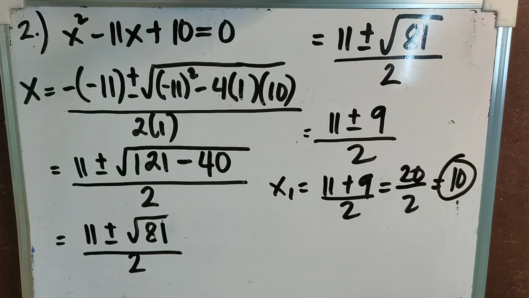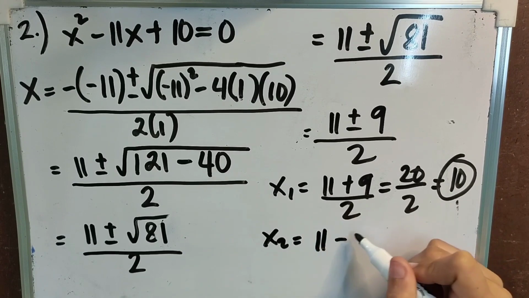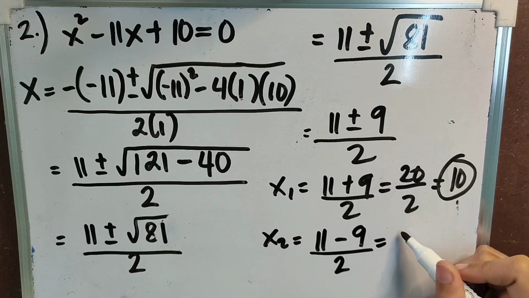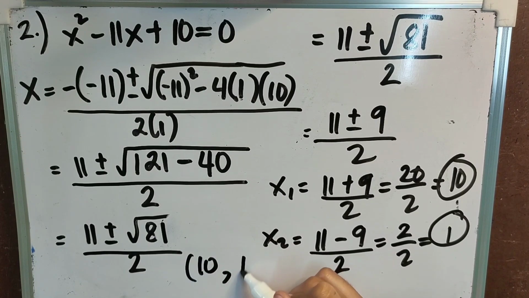So that is your x sub 1. Your x sub 2 is 11 minus 9 over 2. So 11 minus 9 is 2 divided by 2. The answer is 1. So your solution set, your roots, is 10 or 1. Then after that, we are going to get the discriminant of b squared minus 4ac and describe the nature of roots.